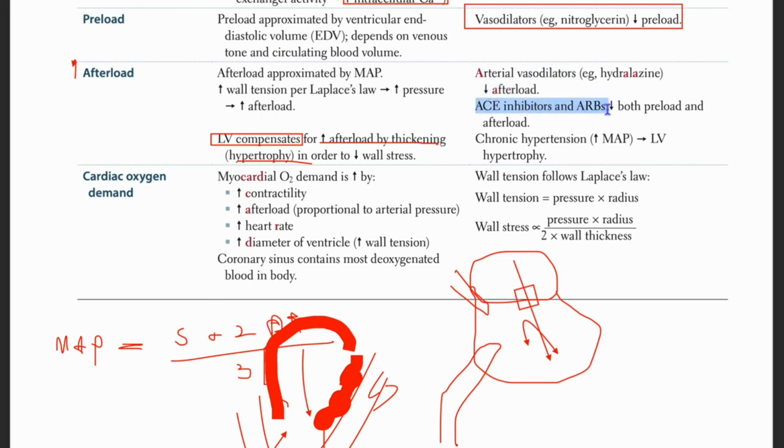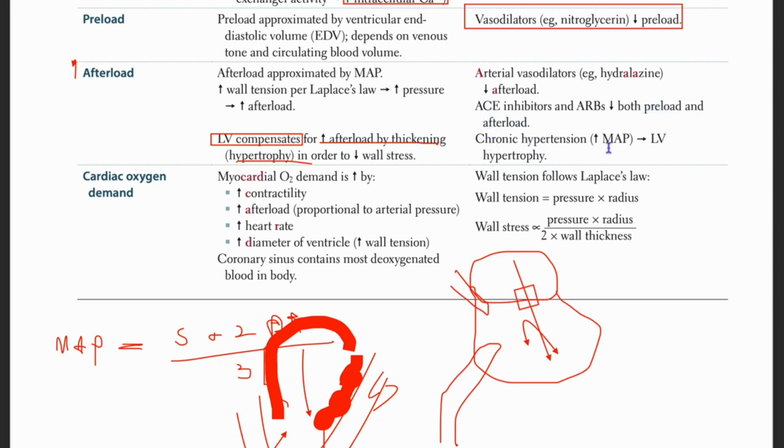ACE inhibitors and ARBs decrease both preload and afterload, right? Angiotensin converting enzyme inhibitors, because this also causes vasoconstriction. Angiotensin receptor blockers: angiotensin 2 is a vasoconstrictor, so you're going to block that. So that will also cause a decrease in both preload, because there's going to be a decrease in venous return, and afterload, because there's going to be a decrease in systemic resistance.